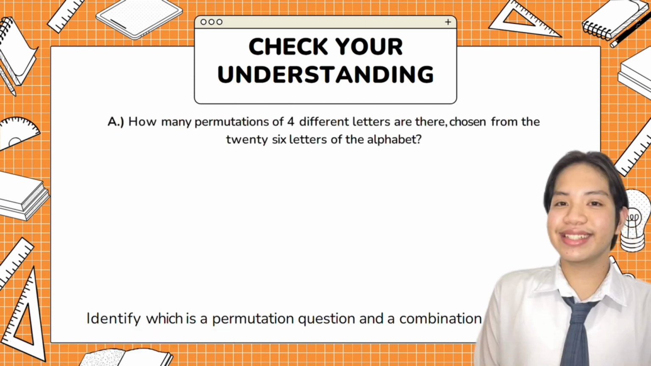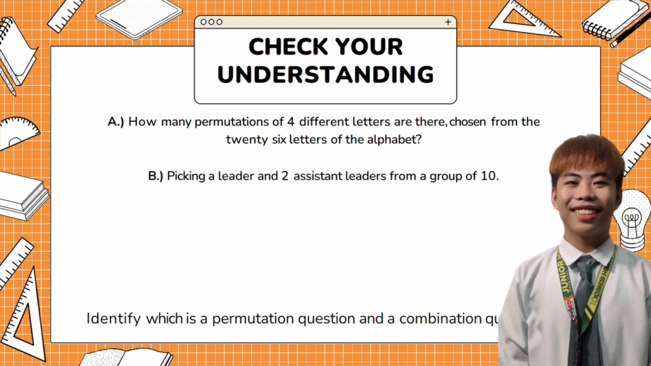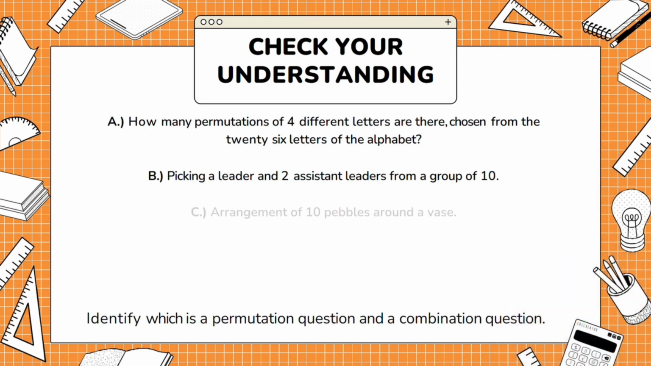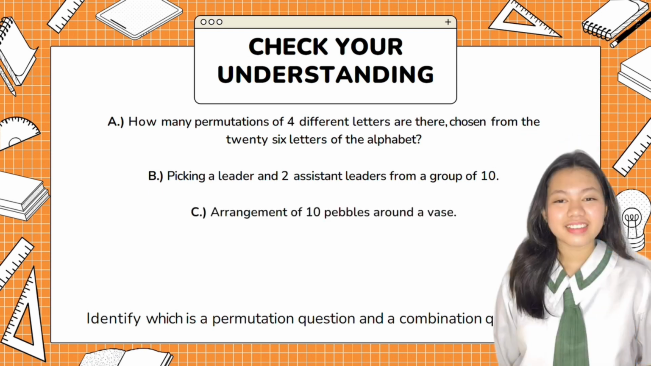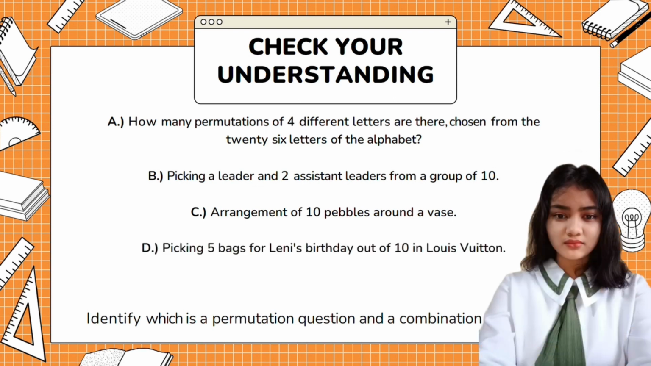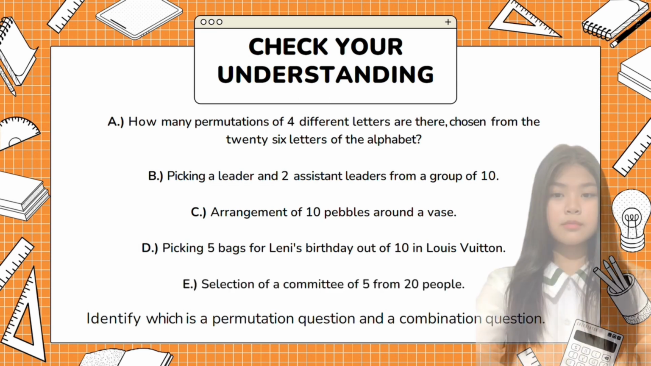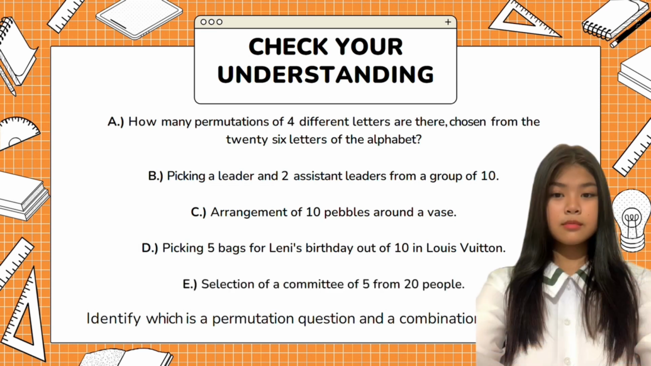Letter A. How many permutations of 4 different letters are there chosen from the 26 letters of the alphabet? Letter B. Picking a leader and 2 assistant leaders from a group of 10. Letter C. Arrangement of 10 pebbles around a vase. Letter D. Making 5 bags for Lenny's birthday out of 10 in Louis Vuitton. Letter E. Selection of a committee of 5 from 20 people.